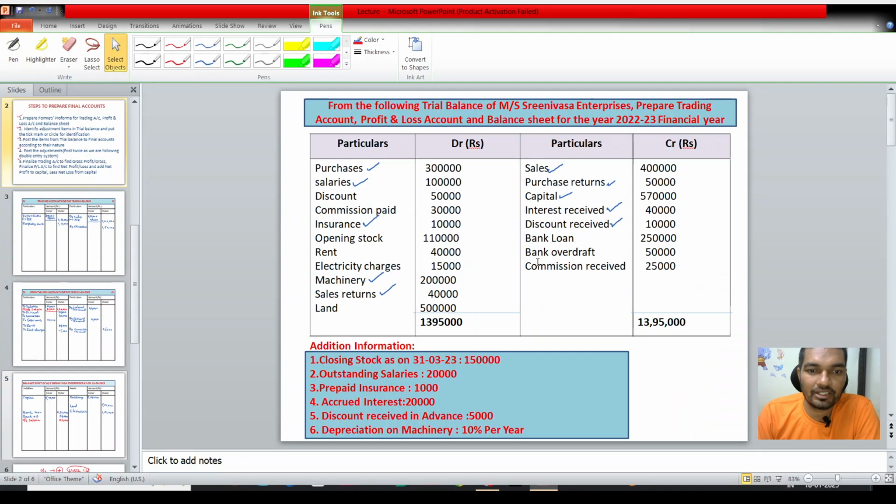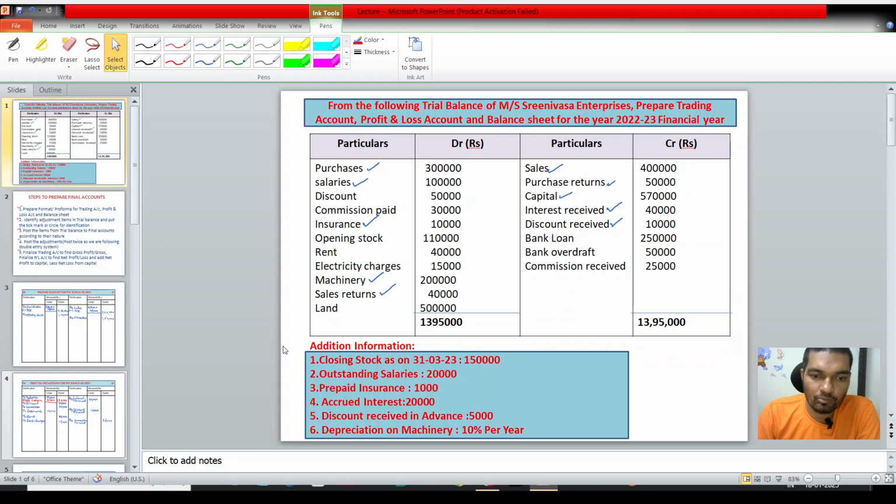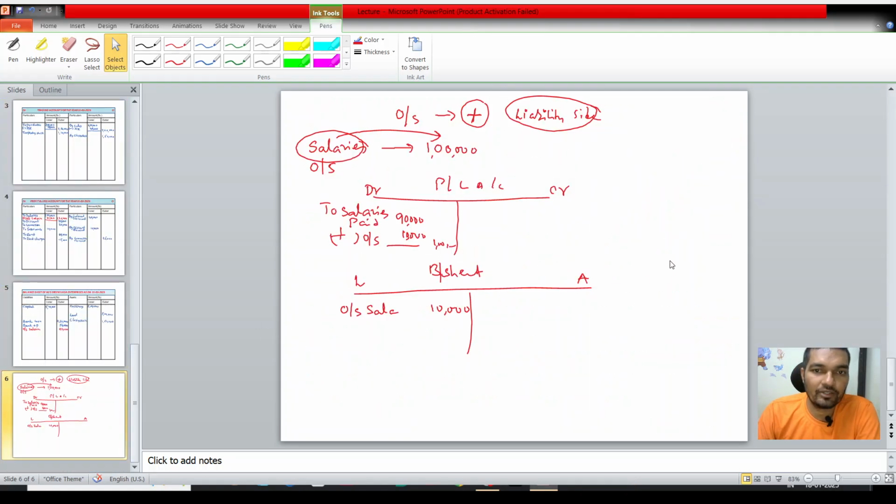So the first adjustment, the second adjustment is over. Moving to prepaid insurance. This adjustment is the opposite of the second adjustment. The outstanding salaries, the opposite adjustment for this is prepaid insurance. So in the working notes, what we have done for the outstanding salaries, we have added, right? And again we have shown it on the liability side.